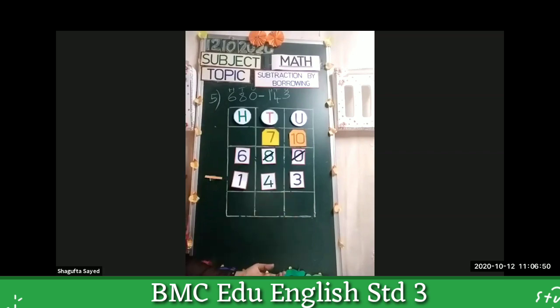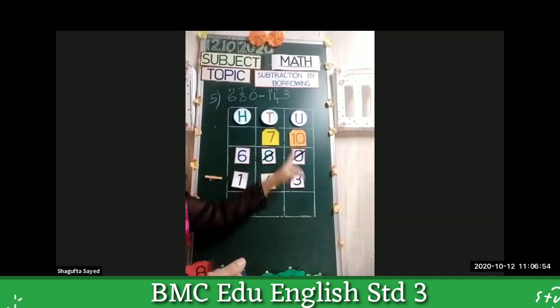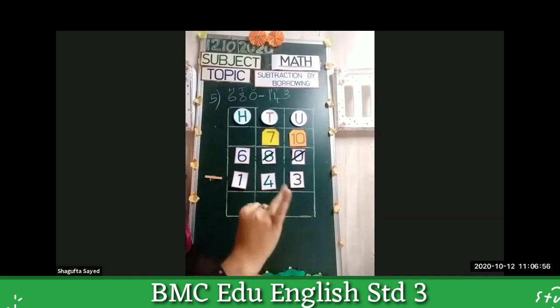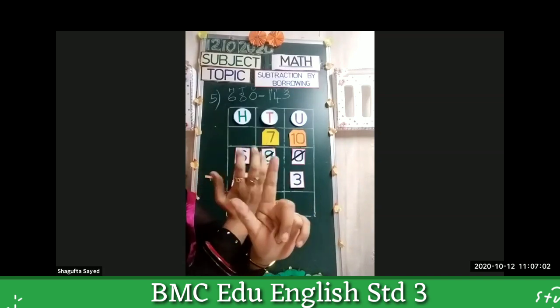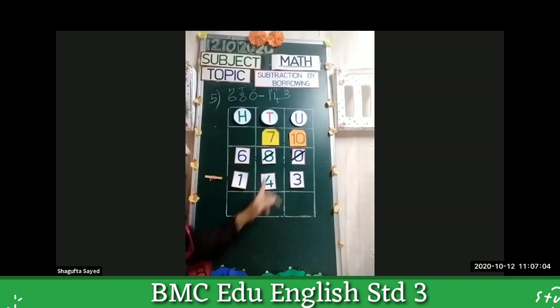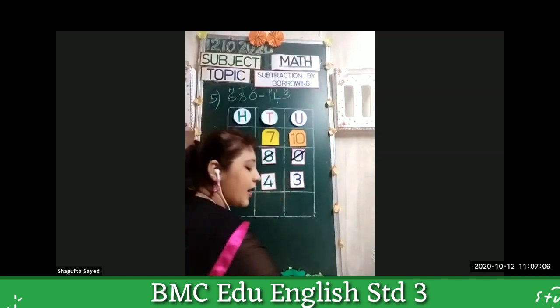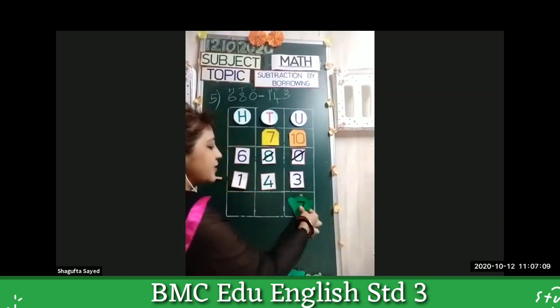You can do like this also, as I have told you. After 3, you can count till 10. So what comes after 3? 4, 5, 6, 7, 8, 9, 10. So 10 minus 3, the answer will be 7.